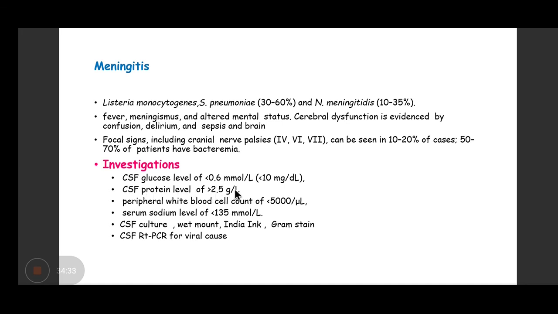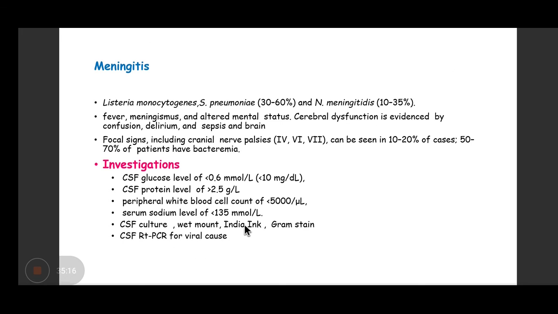CSF protein level, if it is more than 2.5 gram per liter, it is suggestive of bacterial meningitis. Or peripheral white blood cell count. Serum sodium level, if it is less than 135 millimole per liter. These are non-specific tests, but they are more useful in diagnosis. As a microbiologist, I should jump directly to the CSF culture, wet mount, etc. But these tests are also very useful. And then you will go for the CSF culture, wet mount, India ink, Gram stain, etc. And if you are suspecting a viral cause of meningitis, then you will go for RT-PCR for viral cause.